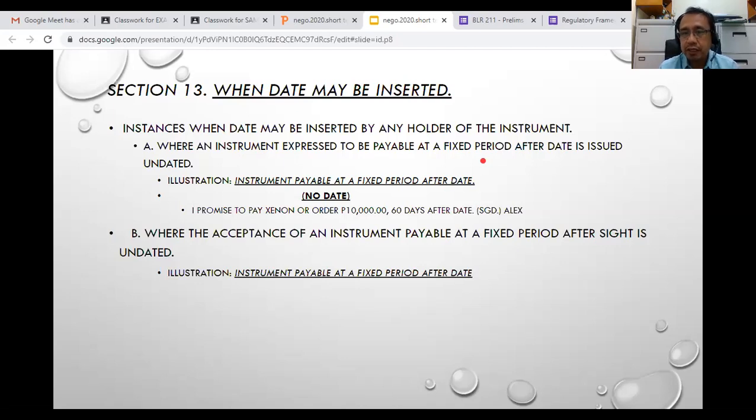Tama ba yung pag-compute natin? Exclude the first day, include the last day. Or would it be November 30? November 30 yata. Okay? So anyway, exclude the first day, include the last day. And then how about the second one?